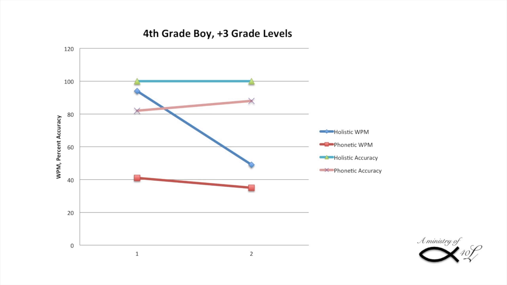I've had several students who were reading the phonetic words at between 40 to 80 words per minute that read the holistic words at over 90 or even over 100 words per minute and had a lot of inaccuracies. These students usually will slow down their holistic words after remediation with nonsense words.